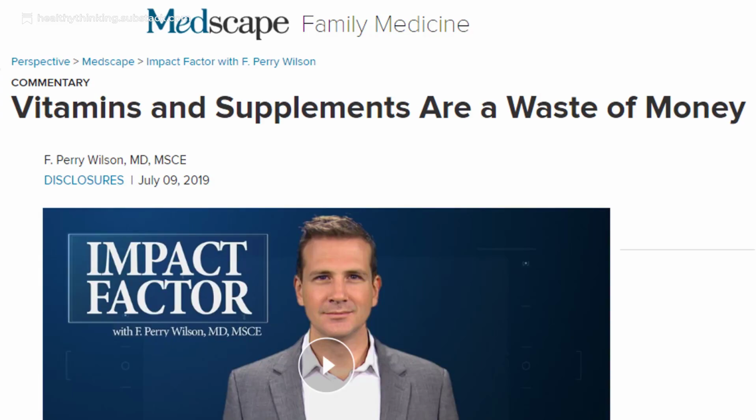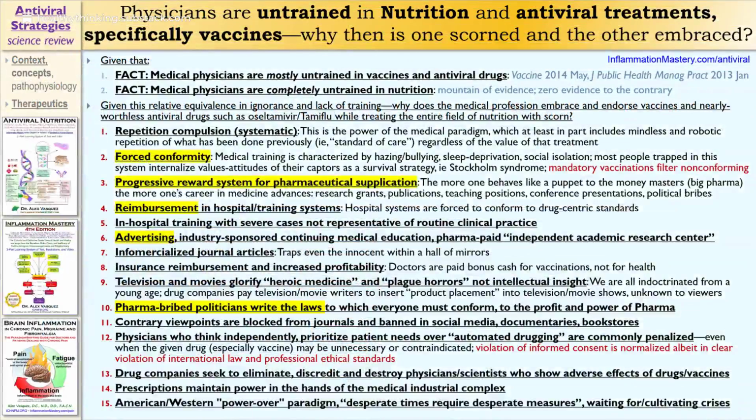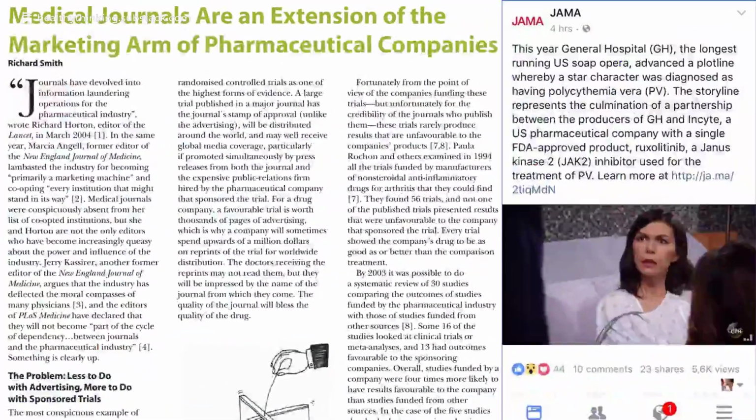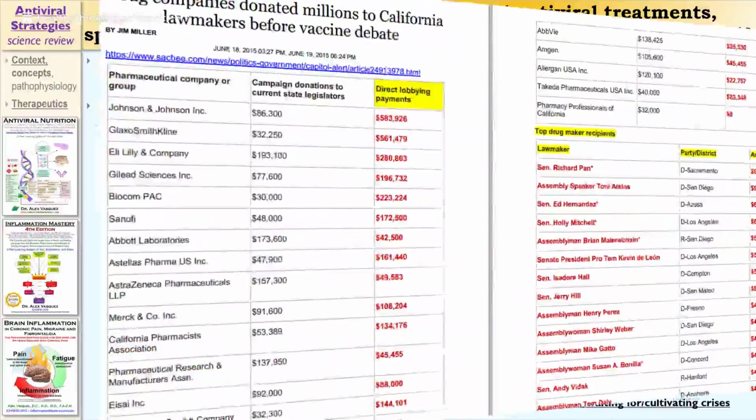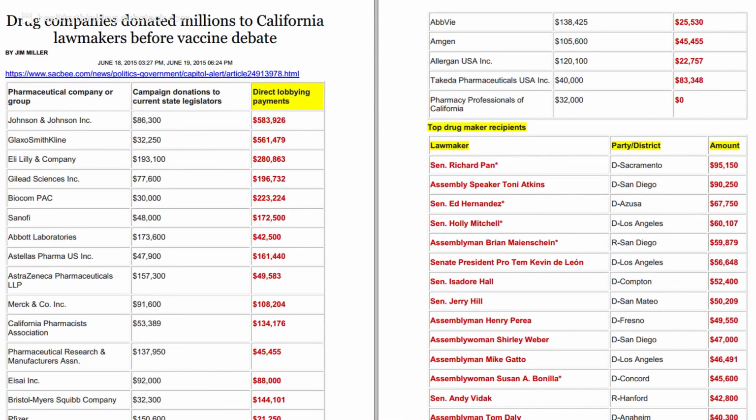So why would this happen? I've given you a list here of 15 different reasons why it happens. I've highlighted a few of these: forced conformity, progressive reward system for pharmaceutical supplication, financial reimbursement and profiteering, nonstop advertising in medical journals and newspapers and everyday magazines and everyday television shows, including embedding pharmaceutical information within the storyline of certain television dramas and movies, etc. And of course, we all know now that the drug companies bribe politicians so that they'll write laws mandating that the citizens have to receive these drugs in the form of vaccinations.